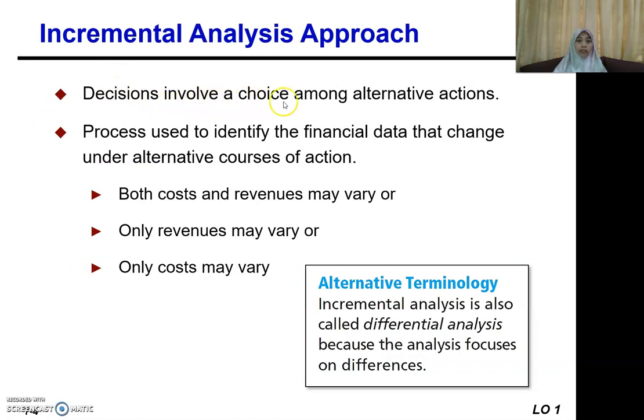So decisions involve a choice among alternative actions. It will involve choices. The process is used to identify the financial data that change under alternative courses of action. Both cost and revenue may vary, only revenues may vary, or only costs may vary. That means when you want to make that decision, you look at the items that may change, or may remain the same.